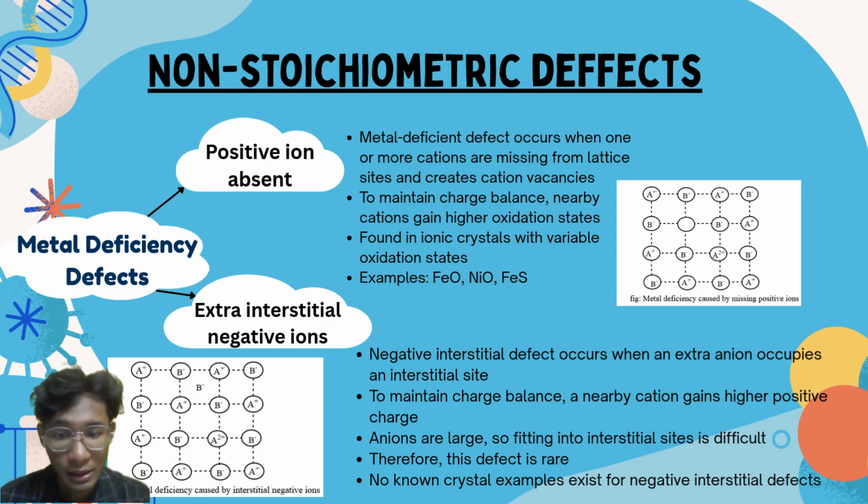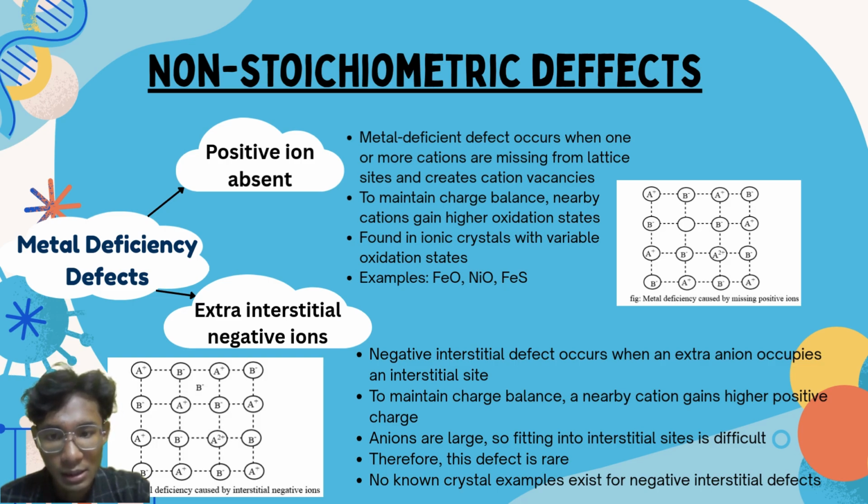Crystals containing metal deficiency defects behave as semiconductors. Electrical conductivity arises from the movement of electrons between cations. So when an electron moves away from a cation, that cation attains a higher positive oxidation state. This process is described as the movement of positive holes, and such materials are classified as p-type semiconductors.